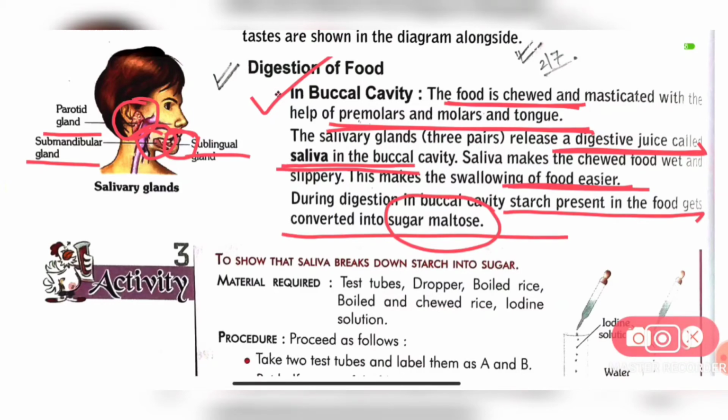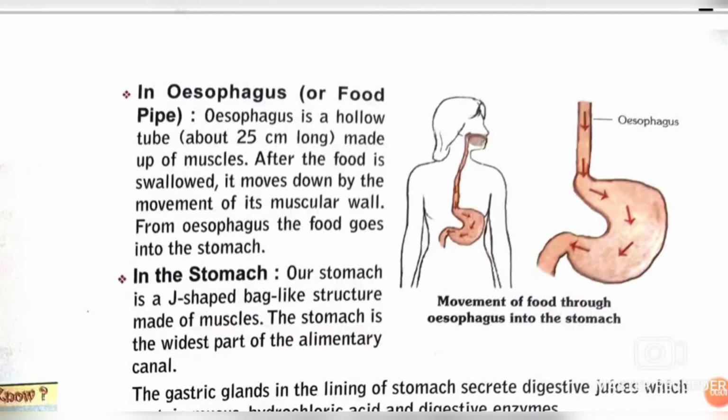help of our molar and premolars and tongue. Then the saliva comes and mixes with the food and makes them wet and slippery, so that we can easily swallow the food. Also the enzyme that is present in saliva can convert the complex starch food into simpler sugar maltose. Then the semi-digested food is shifted into the esophagus.